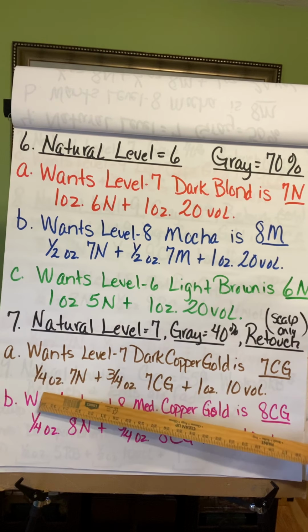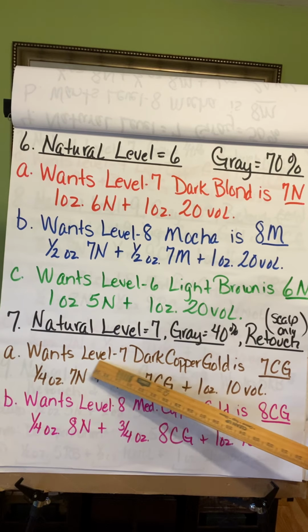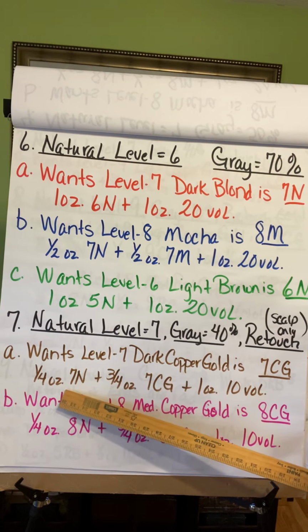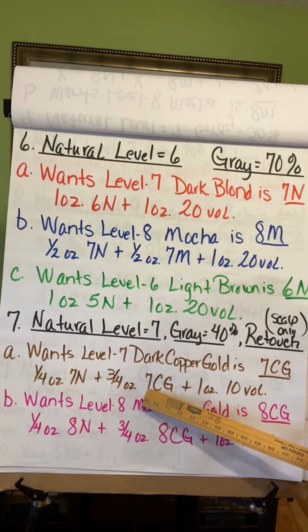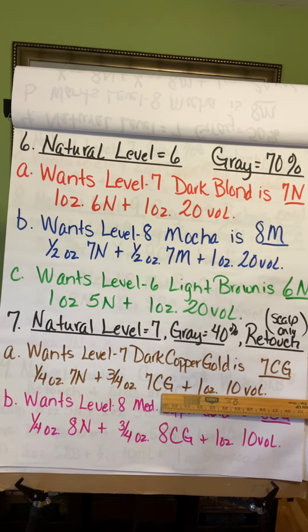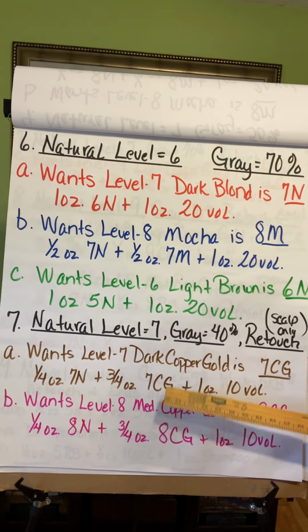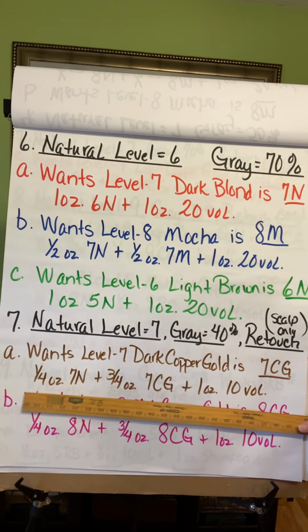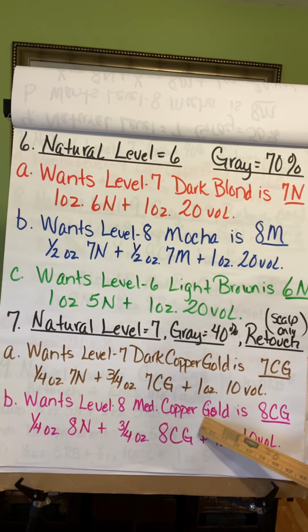So her formula is going to be 1/4 of an ounce of 7 natural, because that's what level she wants to be in. 1/4 of an ounce. And 3/4 of an ounce of 7 copper gold, 7 CG, because that's the target shade that she wants to be, plus 1 ounce of 10 volume developer. 10 volume because you're just depositing. You're staying in the same level. Okay? All right.